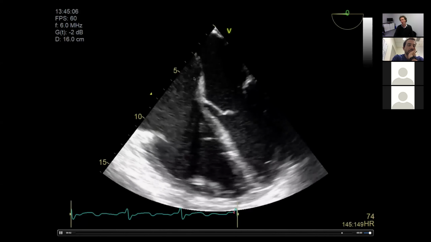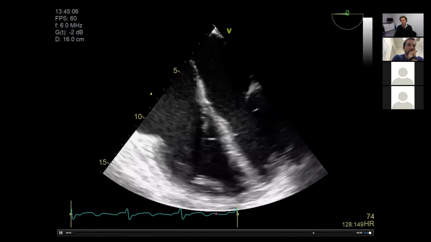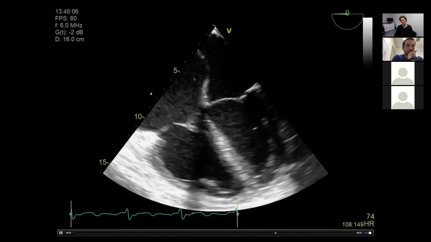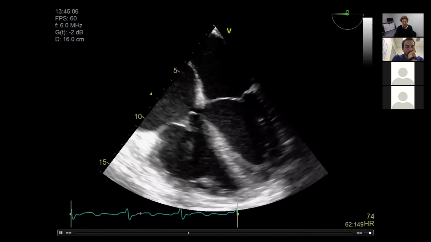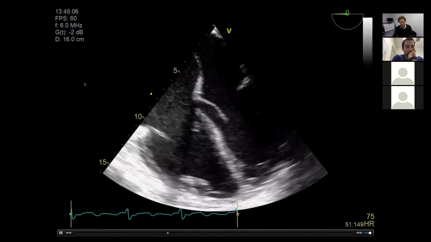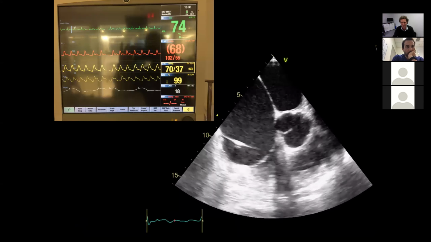But you get this massive RA dilation with, again, the interatrial septum pushed over to the left, suggesting a volume overloaded system, which is all part of the cor pulmonale. But anyway, this isn't to talk about the right ventricle, but I can't go past without talking about it.